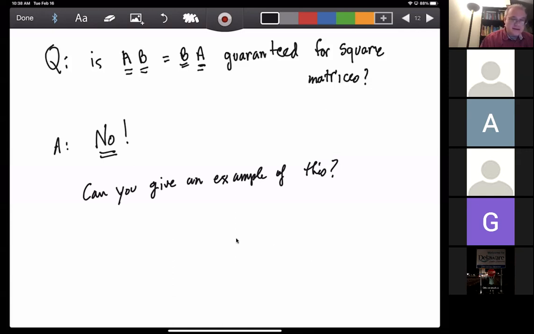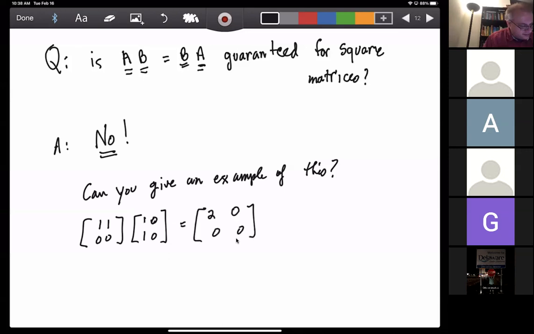How about this? [1 1; 0 0], then the second matrix is [1 0; 1 0]. Oops. So is that what you meant? Yeah. All right, so let's check. If we go across and down, we're going to get 2, 1 times 1 plus 1 times 1, and then we're going to get 0, and then 0, 0.